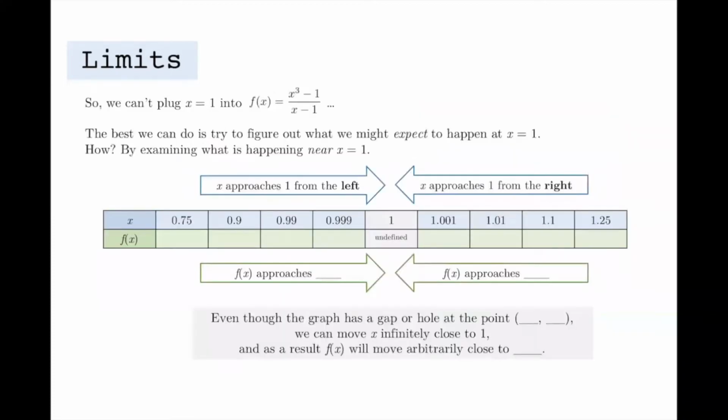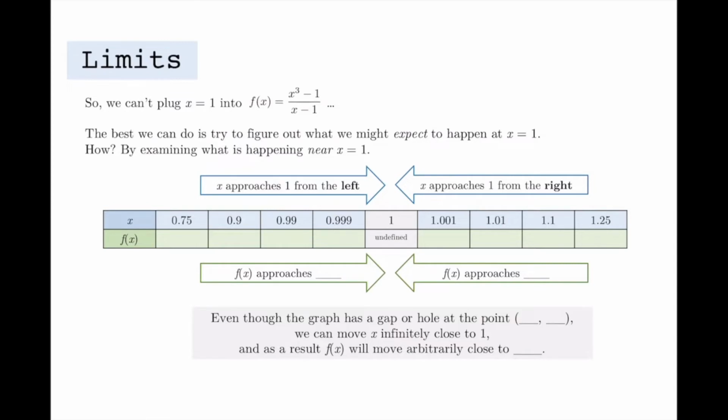So with a limit, when we can't plug in a number into a function, what we do is we try to figure out what we might expect to happen there if the hole wasn't around. How will we do that? Well, we will examine what is happening near, in this case, x equals 1.